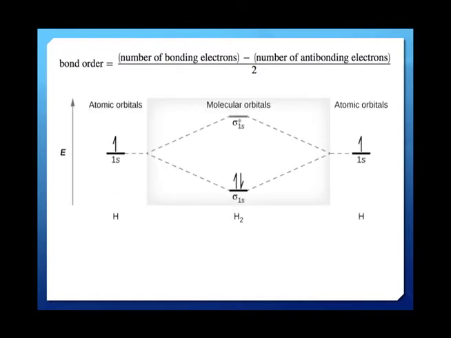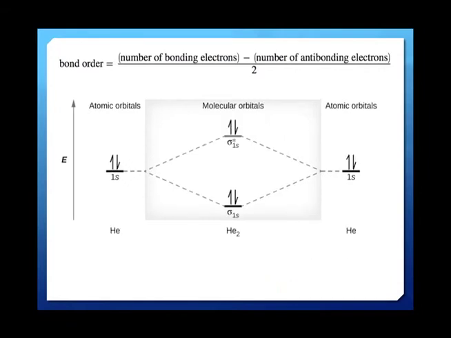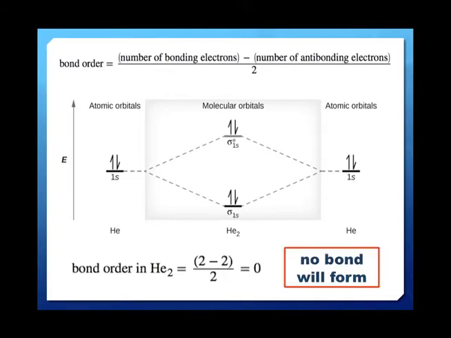For hydrogen, we can see that there are 2 electrons in the bonding orbital and none in the antibonding orbital. That gives us a bond order of 1, which is why a single bond will form between the hydrogen atoms. For helium, we have 2 electrons in the bonding orbital and 2 in the antibonding orbital. That gives us a bond order of 0, which is why diatomic helium will not form.